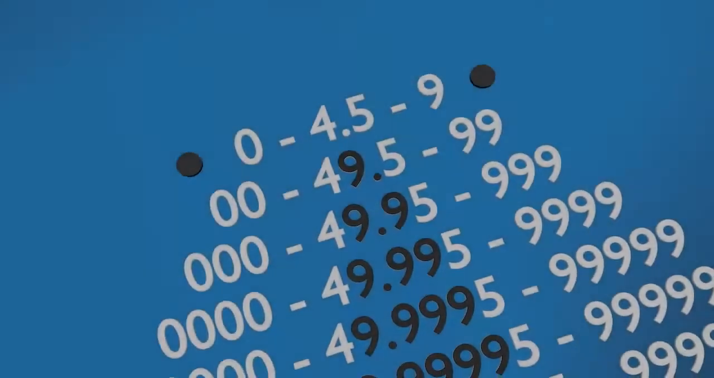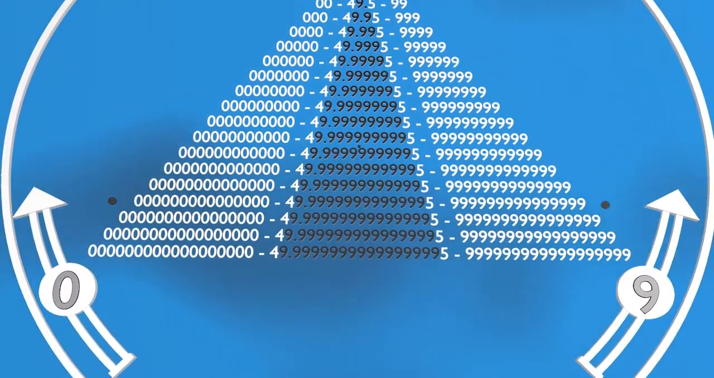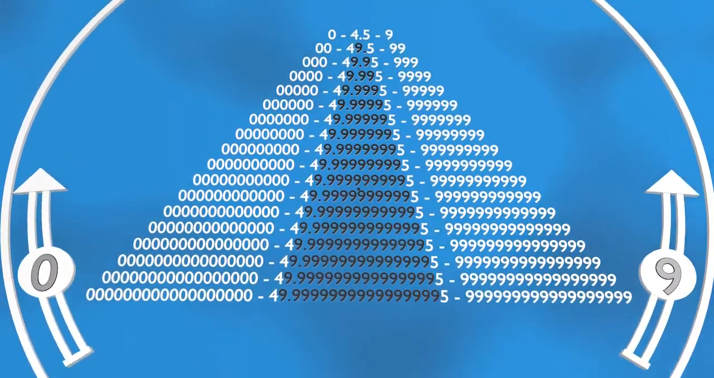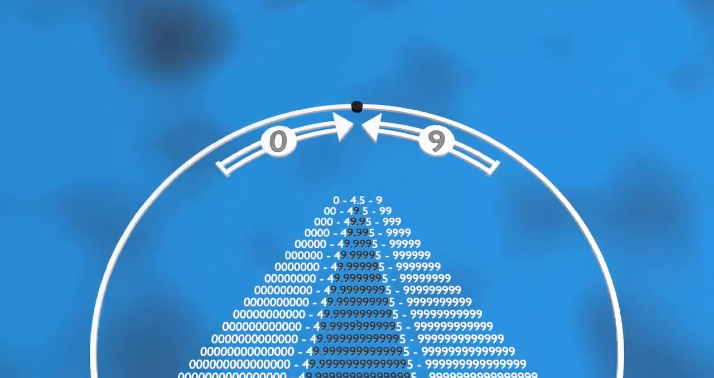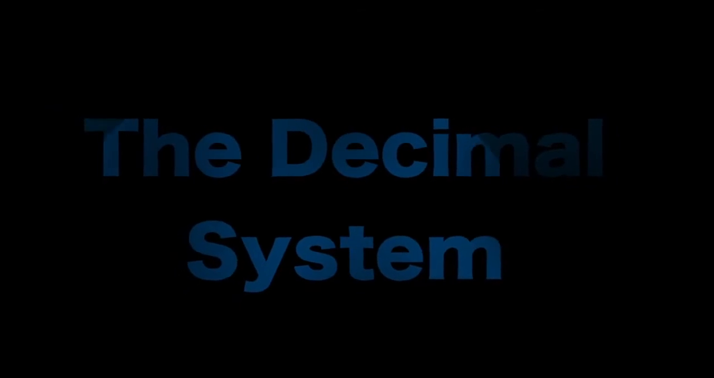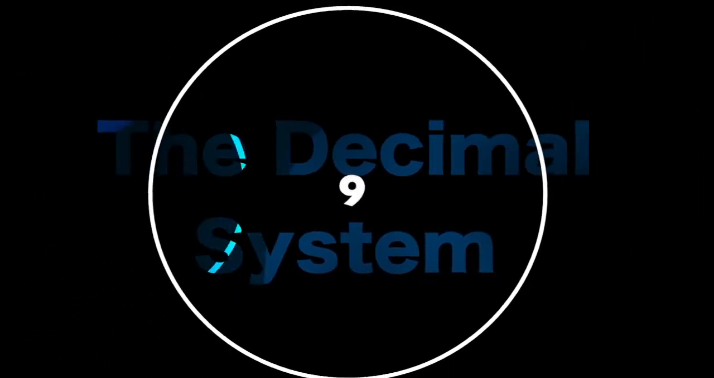Imagine 9 and 0 wrapping around a circle to meet at the top. The point of intersect is unreachable because 9 and 0 both represent the absence of value. They are infinite, just like the circle's center. In this way, a circle perfectly models the properties of any number system. The decimal system, our base 10 system, is enclosed and centered by 9.